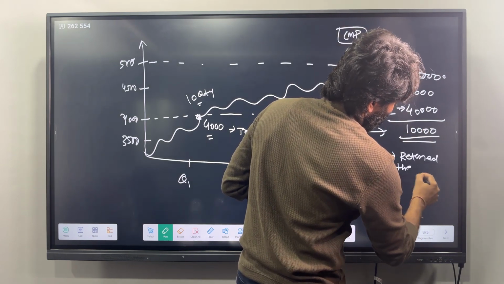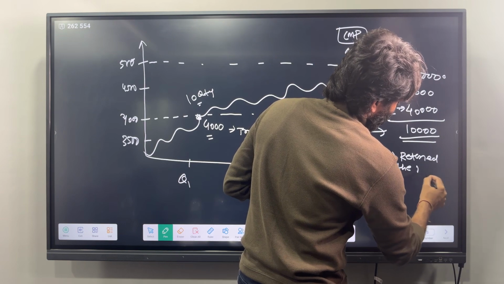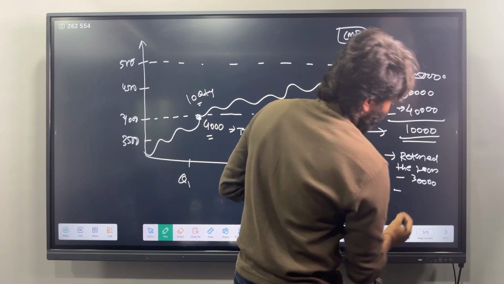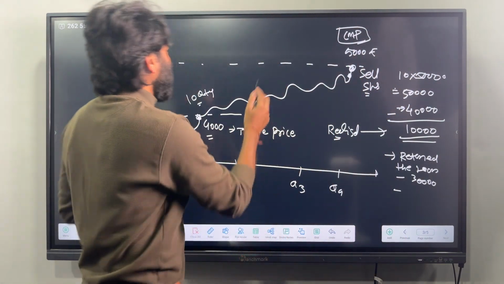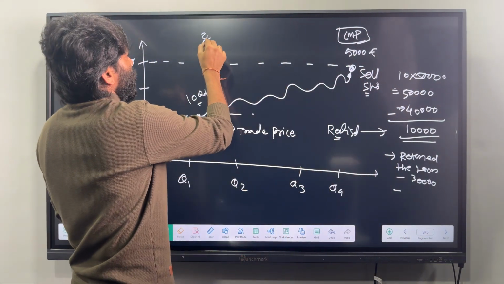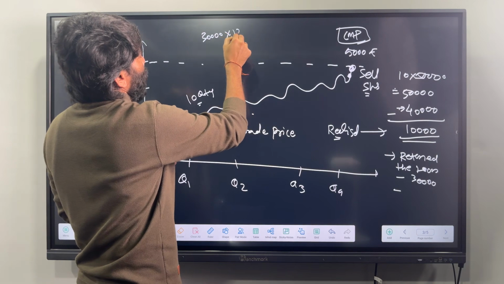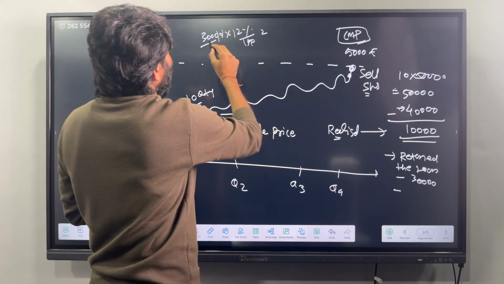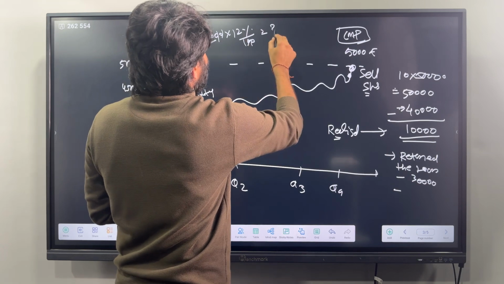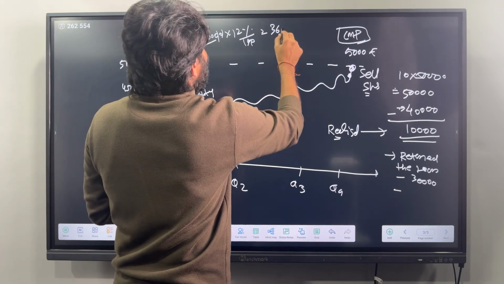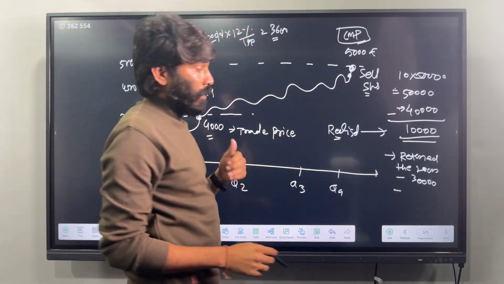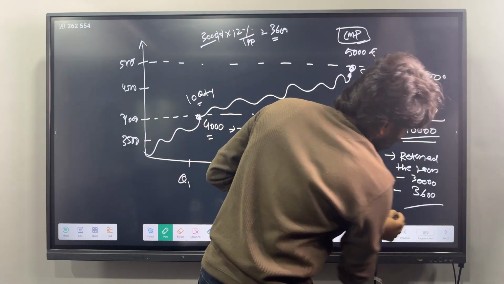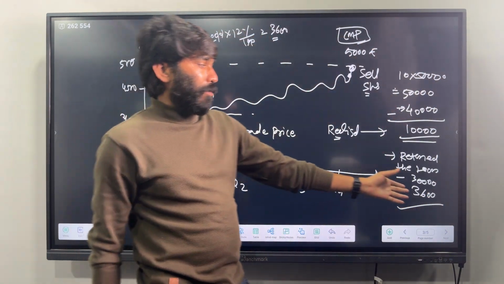Return the loan which was taken from the broker. Return the loan, which is 30,000, and on 30,000 the interest payment would be, let's say this was for the entire 12 months, 30,000 into 12% divided by 100. So that is 3,600. This you can also pay to the broker.